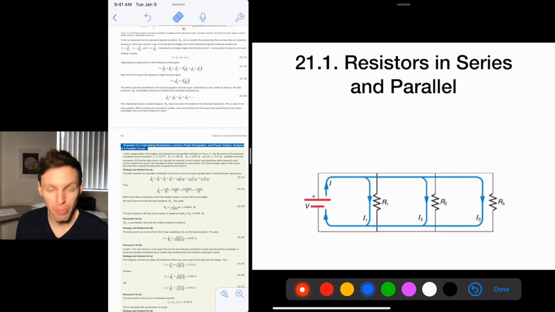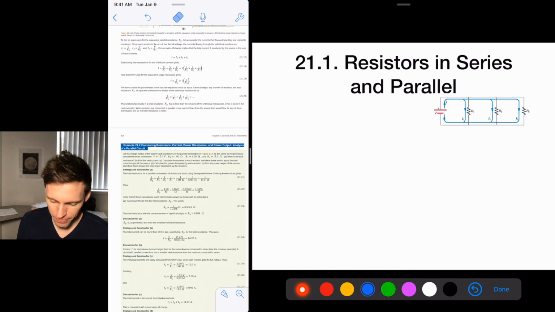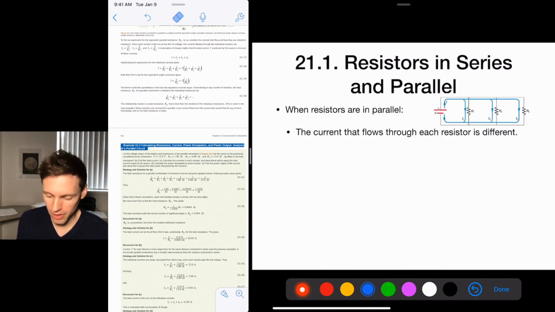So next thing, parallel. So that's all series. Resistors in parallel. Resistors are in parallel whenever the current must flow through each resistor simultaneously. So we have the current flowing, and it's going through each thing, boom, boom, boom, at the same time. When resistors are in parallel, the current is now different through each resistor. I1, I2, I3 are different. So now we have I1, R1, I2, R2, I3, R3.